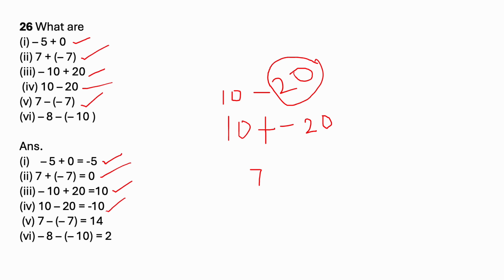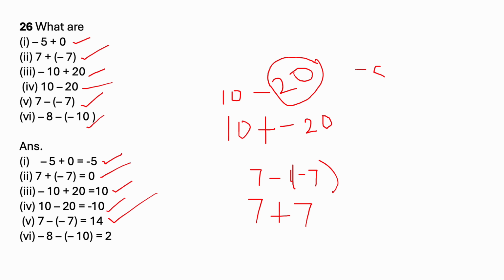Then what is 7 minus minus 7? See, 7 minus minus 7. So you can change this to an addition problem. So 7 plus, take the additive inverse of minus 7. That is 7. What is 7 plus 7? 14.